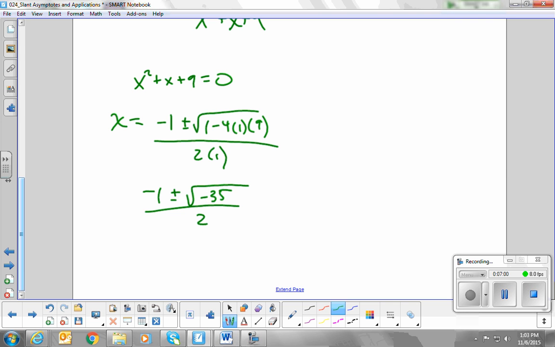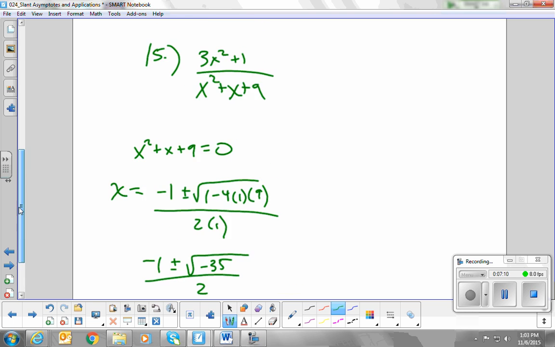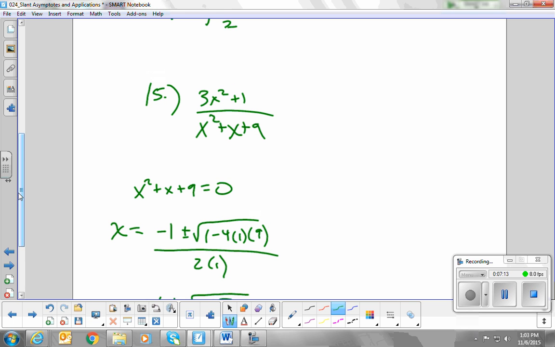Can I take the square root of a negative in the real number system? No. So there are no real solutions to this problem. In other words, there's no zeros, okay? So if there's no zeros, then there's no place where the denominator equals 0. So there's no issues here, okay? So the domain is all real numbers. Does that make sense? The denominator will never equal 0 based on the quadratic formula.